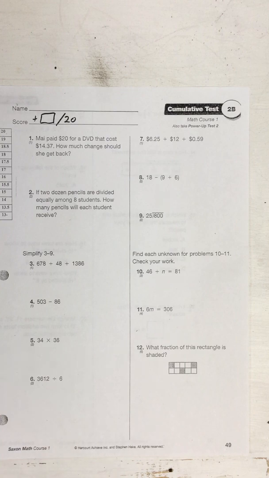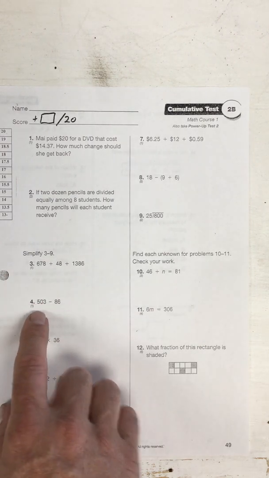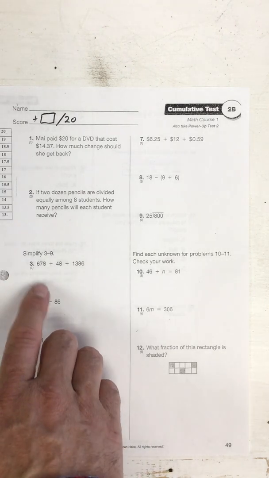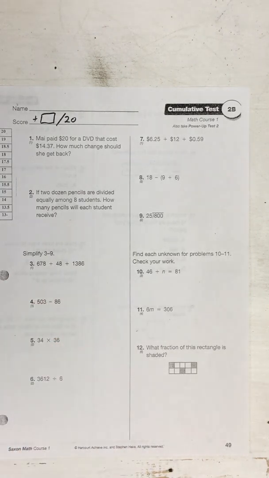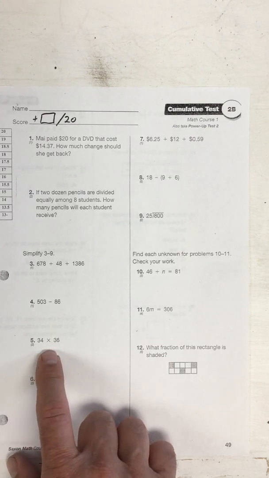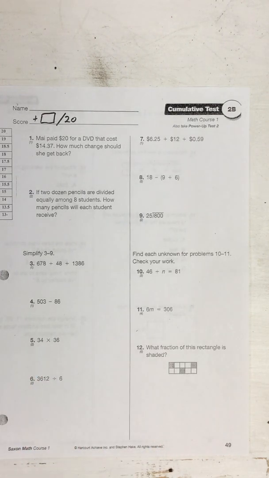Number 3 is pretty basic. Just got to make sure you line it up correctly. Number 4, again, pretty basic. Remember, when we have that 0, we may have to borrow over at the 5. Number 5, 34 times 36. We saw some people make some rookie mistakes the other day where you didn't move it over on the second row and add that happy little magic 0, or whatever you want to call it, in the second row.